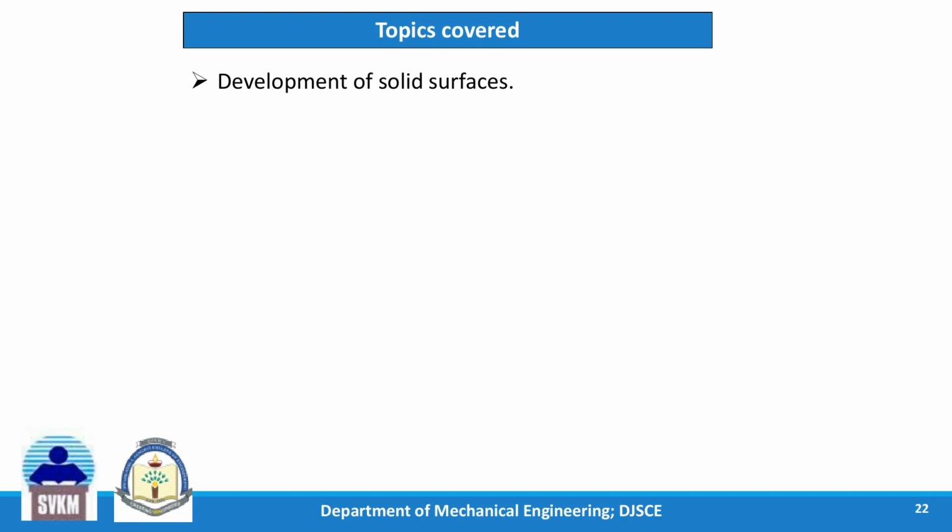Development is actually cutting it across one of the slant edges, lateral edges or vertical edges. If it's a prism, it's a vertical edge. If it's a pyramid, it's a slant edge. If it's a cone, it's a generator. If it's a cylinder, again it's a generator. So we are going to open it and unfold it, and the area or the sheet of paper that we get is called the development of lateral surfaces.